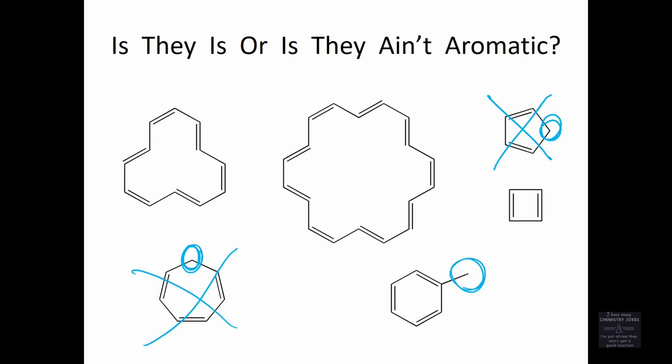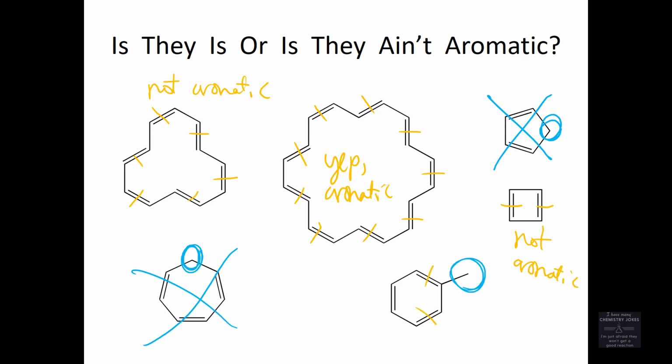Alrighty, so then we go back and we count pi electrons. 1, 2, 3, 4, 5, 6, pair, not aromatic. 1, 2, 3, 4, 5, 6, 7, 8, 9, pair, yep, aromatic. I know we've already seen cyclobutadiene, not aromatic. And I know we've already seen benzene, yep, aromatic.